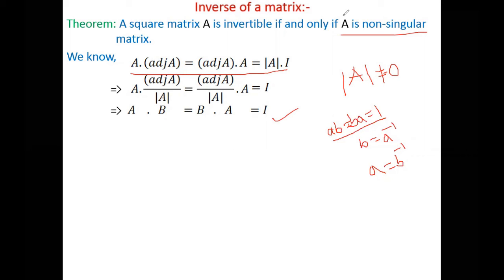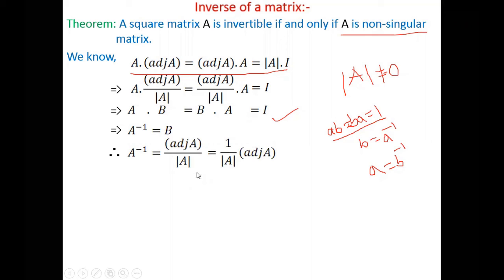Okay, so from here what we learn, A inverse is equal to B. And what is B here? B is this value, adjoint A by determinant of A. So ultimately, how to find the inverse of a matrix? A inverse is equal to 1 by determinant of A into adjoint A.